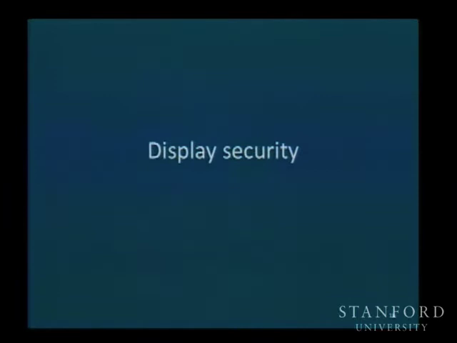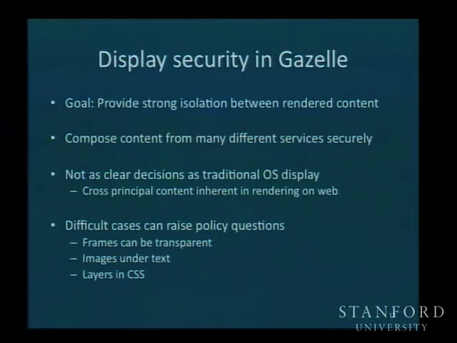As far as display security in Gazelle, our goal was to provide the same kind of strong isolation, but now for rendered content. With this division into different operating system level processes, we get strong isolation in terms of the memory contents between domains, or between content from different origins. We want the same level of security guarantees for actually rendered content. The idea is to compose content from many different sources, and we have to do this securely, and also pretty quickly, and make sure that when we do it, the page looks the same as it should have.